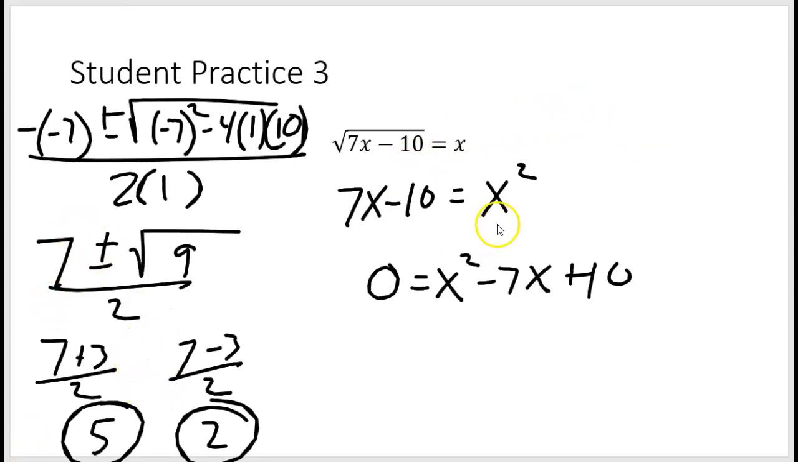All right, squaring both sides, we get this. Moving everything to one side, we get the quadratic equation you see here. So we use the quadratic formula, and if you work it out correctly, you'll get 5 and 2. And both of those numbers work. If you plug in 5, you don't end up getting a negative under the square root. And if you plug in 2, you don't get a negative under the square root. So both the answers are good this time.